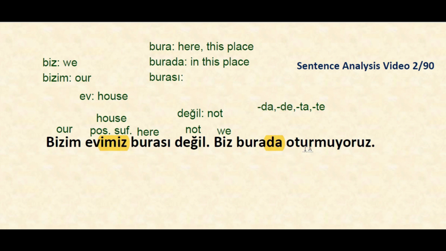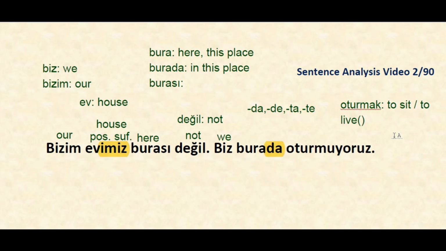And lastly, here we have oturmuyoruz. You see that the word stem is oturmak. What is oturmak? I'm sure many of you know this word. Oturmak means to sit in the first meaning. The main meaning is to sit. But it can also mean to live, in the meaning of to reside somewhere. So in this meaning it can also be used.